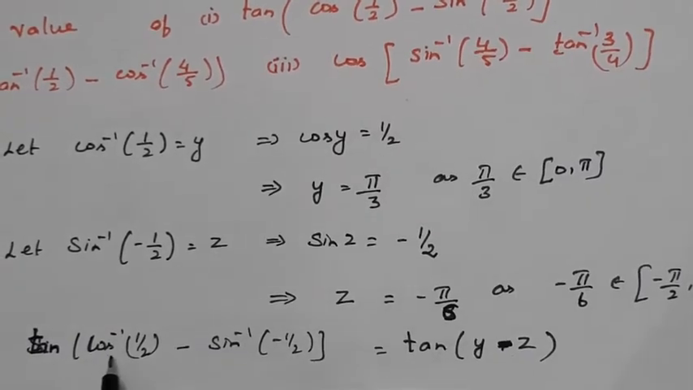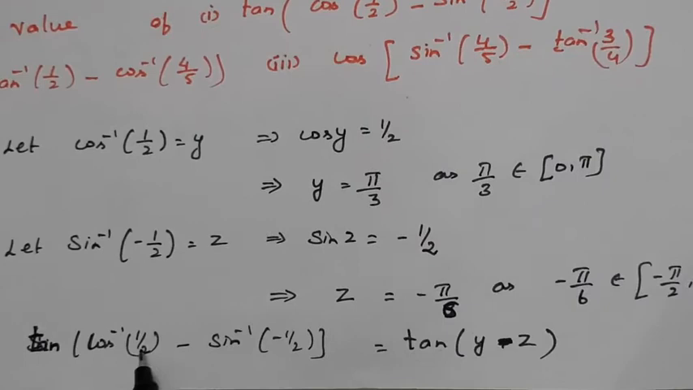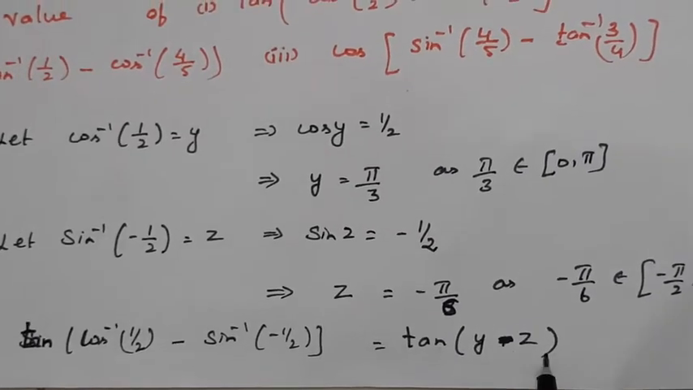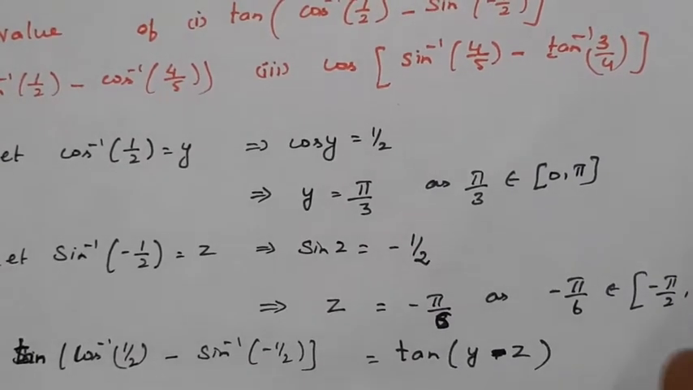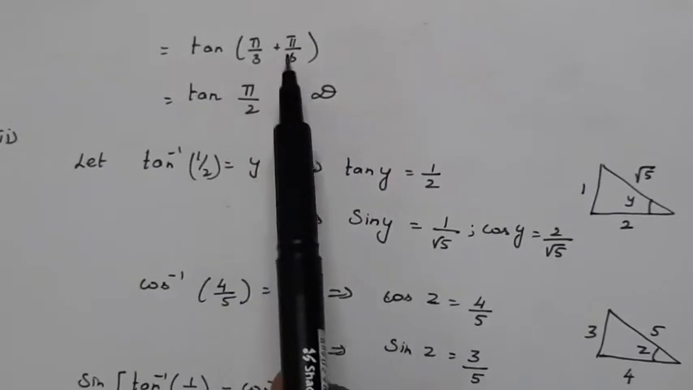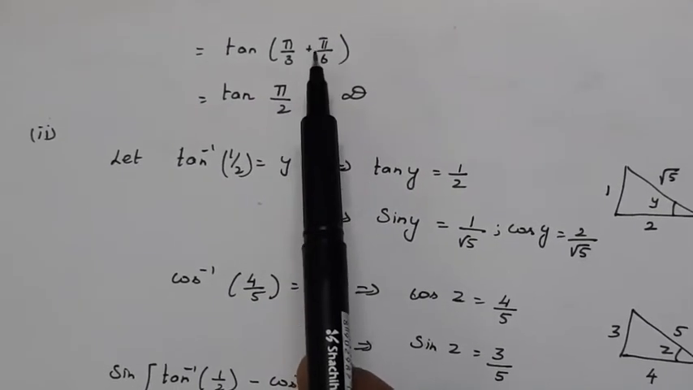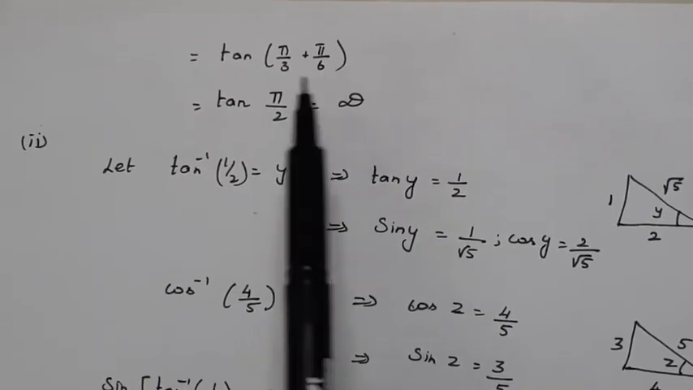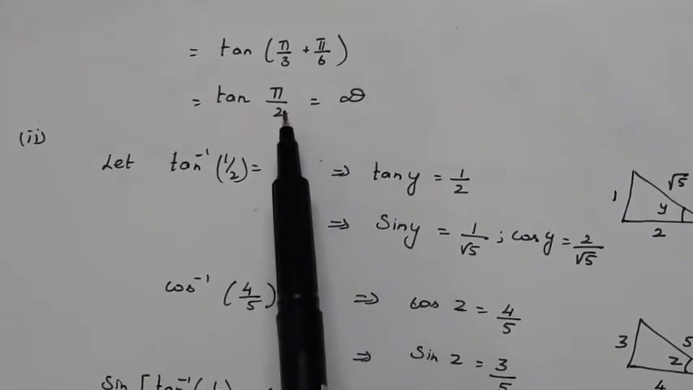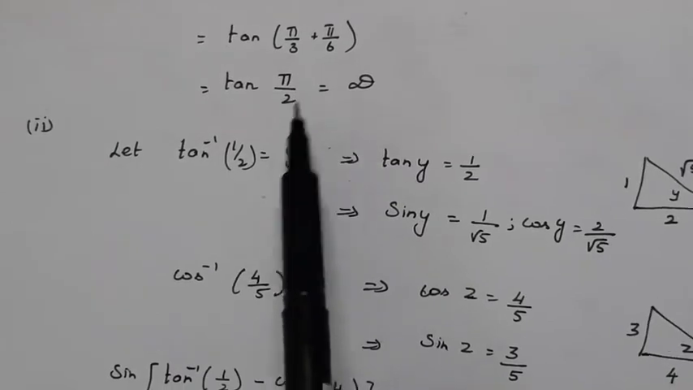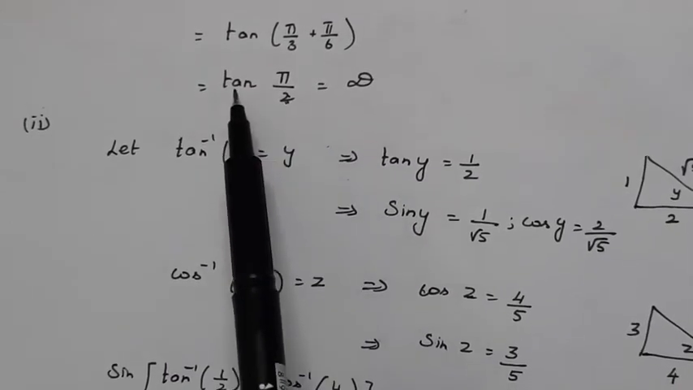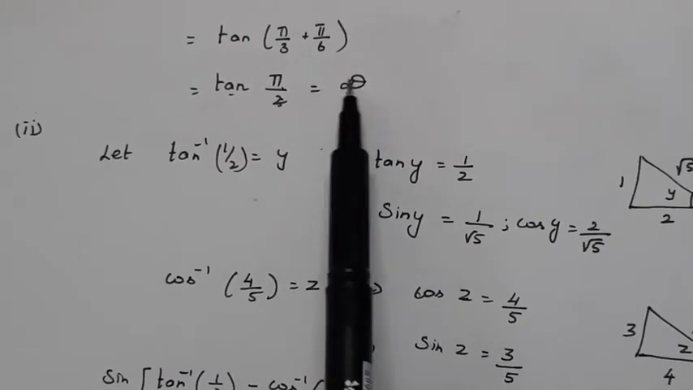So what is tan of cos inverse of 1 by 2 minus sin inverse of minus 1 by 2? This is y and this is z, so tan of y minus z, right? Substitute y and z. Tan of y is pi by 3 and z is minus pi by 6. So minus of minus would become plus pi by 6. And then pi by 3 plus pi by 6 is nothing but pi by 2. 30 plus 60 is 90, that is tan pi by 2, tan 90. Tan 90 is infinity. So the value is infinity.